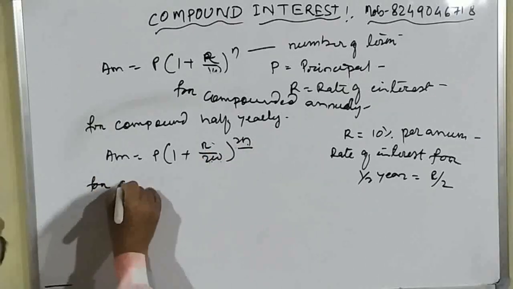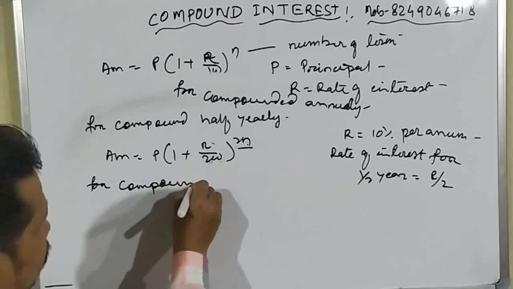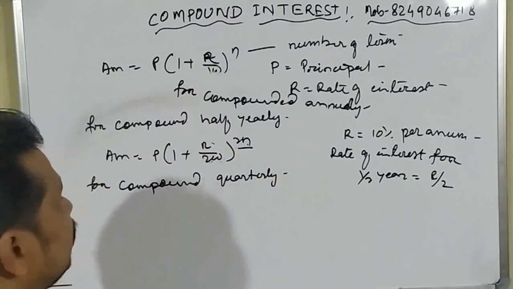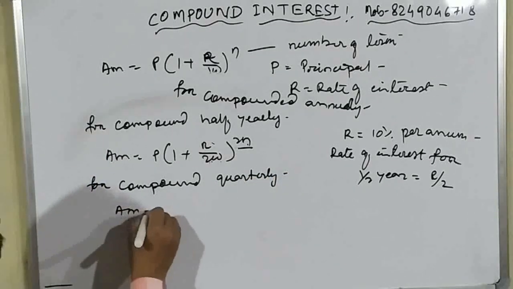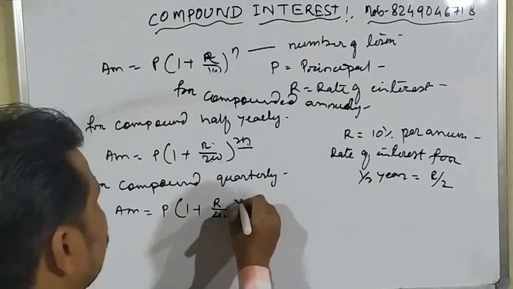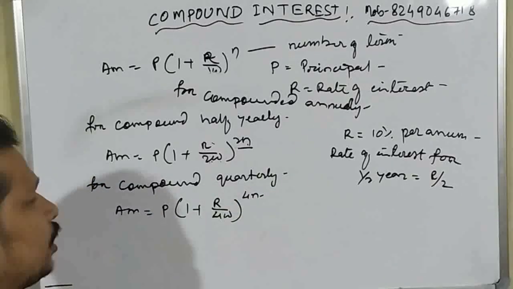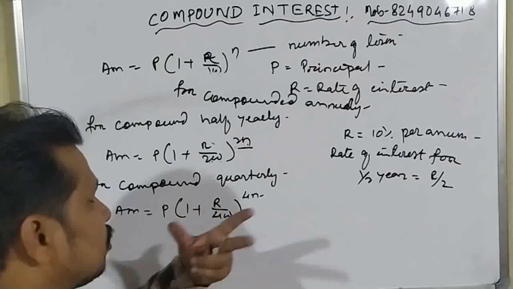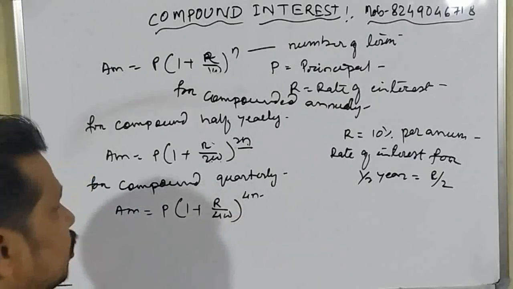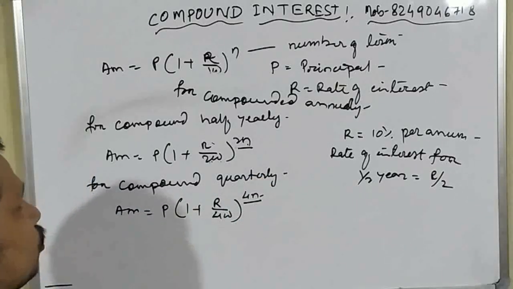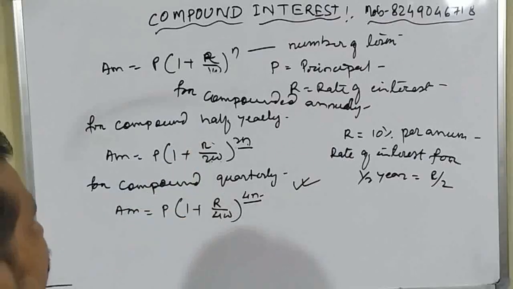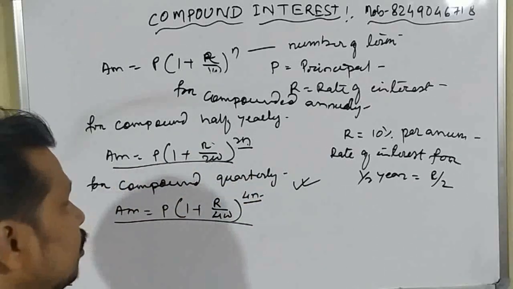For compounded quarterly, this formula will change to amount equals principal into (1 plus R by 400) whole to the power 4n. Okay, students. Here quarterly means after 3 months one term will be completed. In a year how many terms are there? 4 terms will be completed. So here 4n. Okay, students. So this is the formula for compounded annually, this is the formula for compounded half yearly, and this is the formula for compounded quarterly.